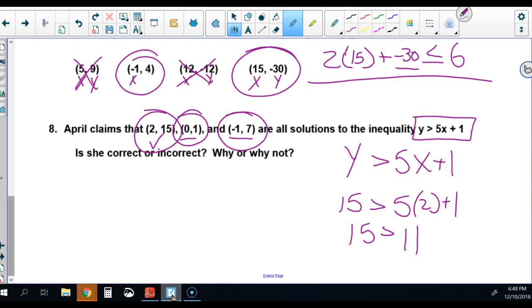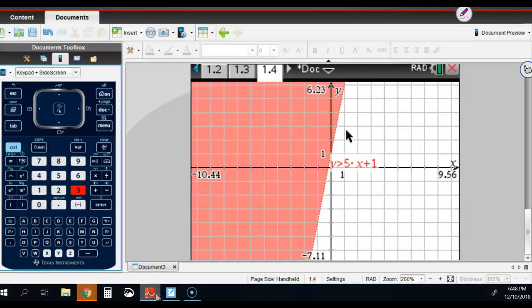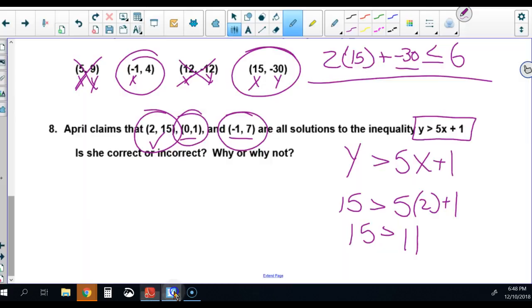0, 1 is right here on my y-intercept, on my line. What do we know about dots on the line? Are they solutions or not? Well, here the line is dotted. That's going to end up being, I would get 1 is greater than 1. That is not true. Uh-oh, April. 2, 15 is a solution, but 0, 1 is not.